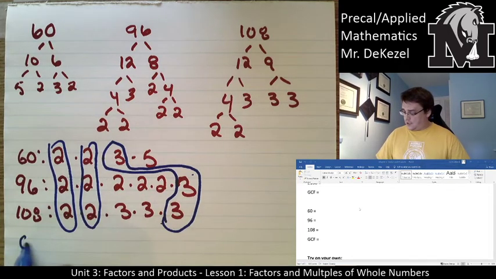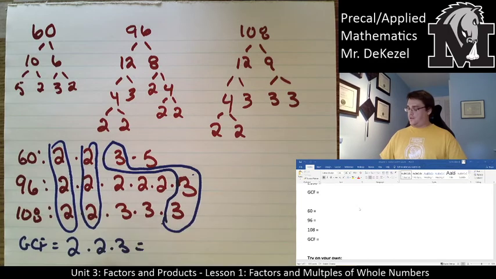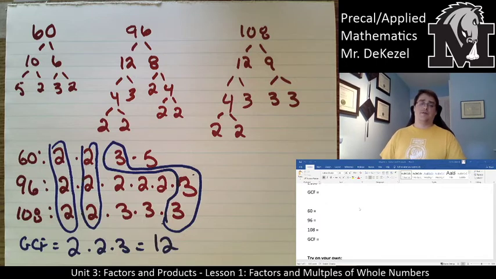So that means the greatest common factor is equal to 2 times 2 times 3, which is 4 times 3, which is 12. That is the greatest common factor. This is the largest number that can be divided into all of those and create another whole number.